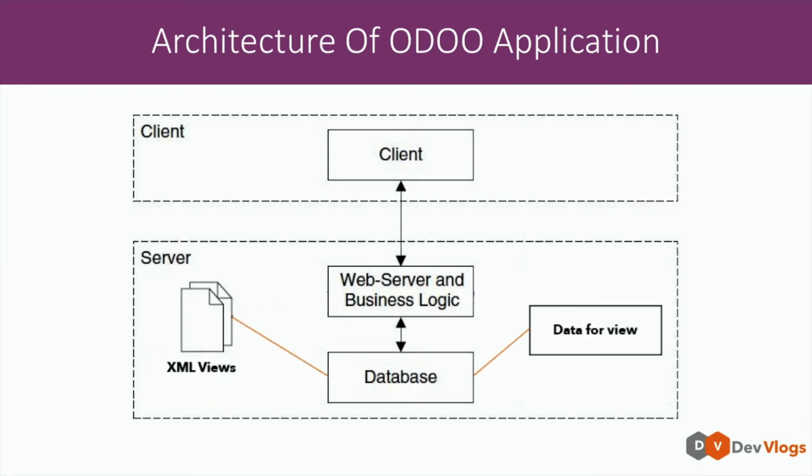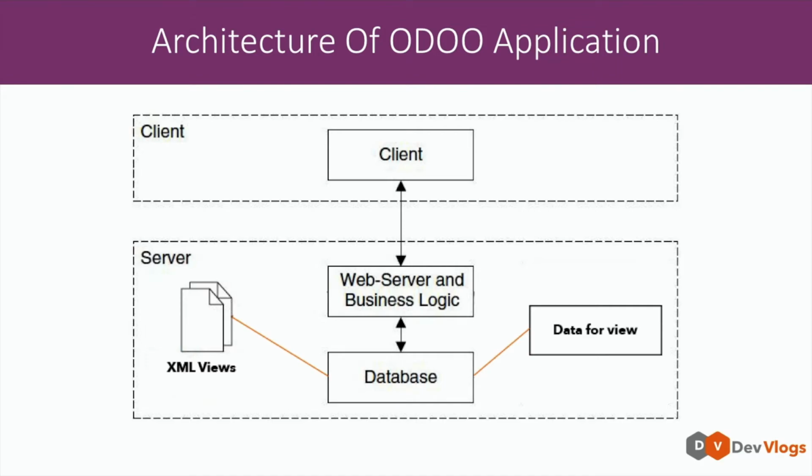ODOO follows the same architecture, but there is a slight difference. For example, if you are loading res users, which is basically the users of ODOO, and you open the form, the request is sent from the browser to the ODOO server. The ODOO server goes to the database, picks the XML views for that particular model, and also picks the data for the particular user that you have opened, and sends it back.